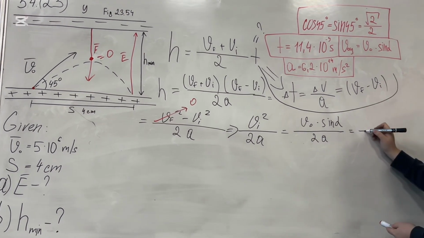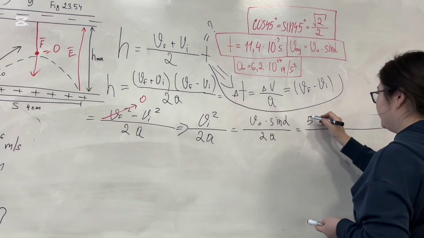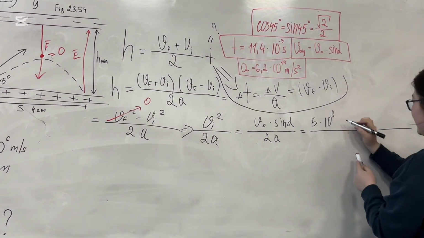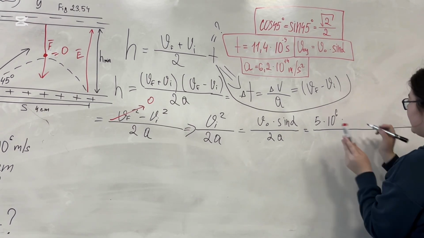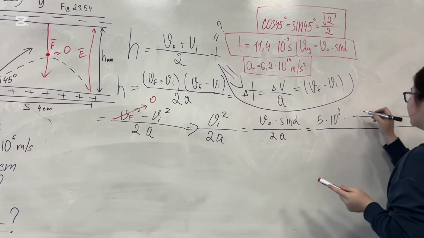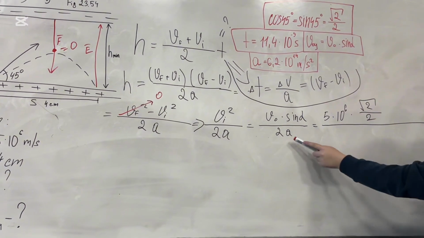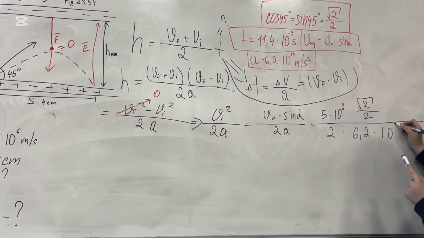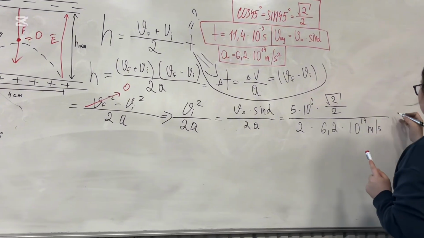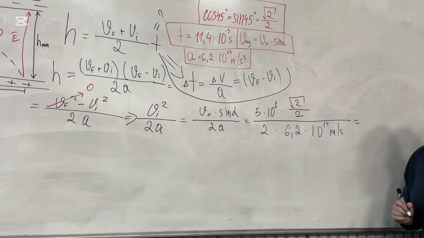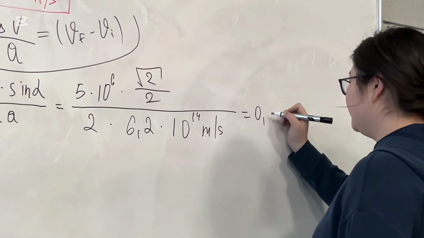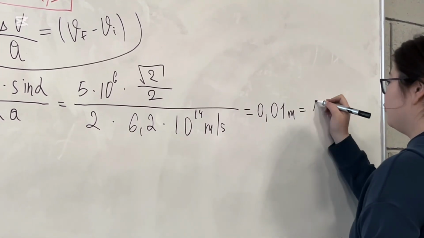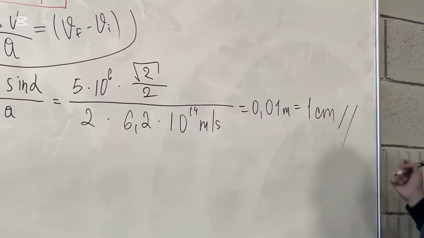Okay, let's continue. We already know that V0 is equal to 5 multiplied by 10 to the power of 6, multiplied by sine 45 degrees, is equal to this. Now let's write 2, and we have acceleration, which we calculated in the previous example. So now let's calculate this. Okay, now we calculated it. It's going to be 0.01 meters, which is equal to 1 centimeter. Now this is the final answer.